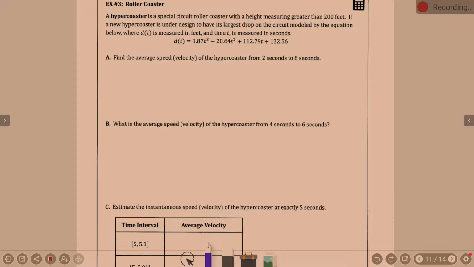Example 3. A hypercoaster is a special circuit roller coaster with a height measuring greater than 200 feet. If a new hypercoaster is under design to have its largest drop on the circuit modeled by the equation below, where d of t is measured in feet and time t is measured in seconds. So how many times do you want to plug this equation into your calculator? I want to plug it in once and be done, right? So that technique I showed you a little bit ago where we can put it in y1 or y2 or y3 or whatever, we can do that, and then for the duration of the problem, you can do y1 at blank time. That's why I showed you that trick, okay?